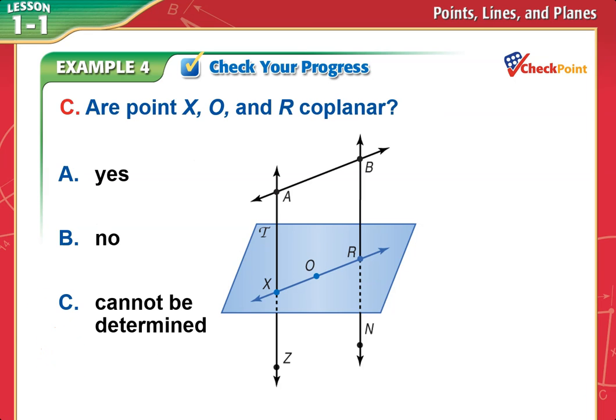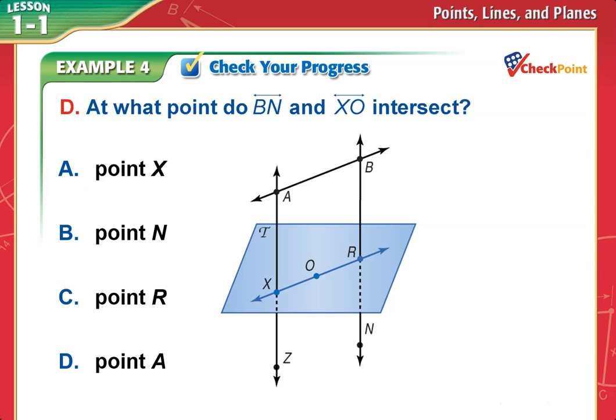Are points X, O, and R coplanar? The answer is yes. Since they're all along the same line, they are definitely going to be coplanar. At what point do line BN and line XO intersect? Again, this should be an easy one. And you are correct, it's point R.